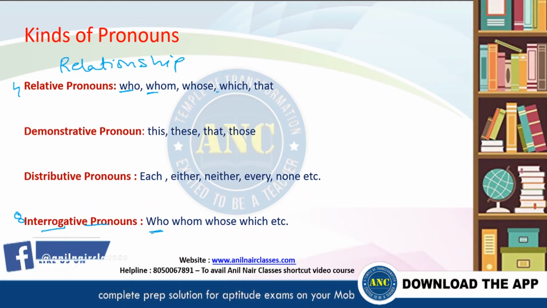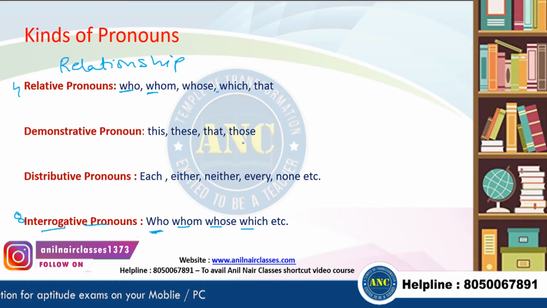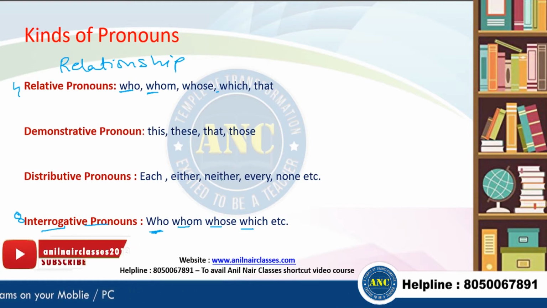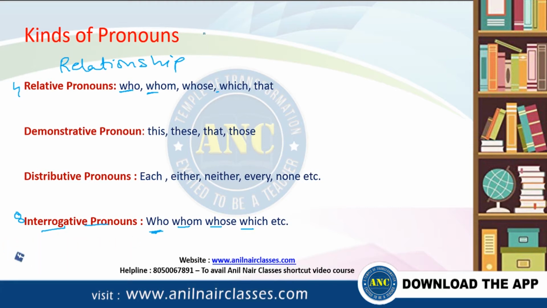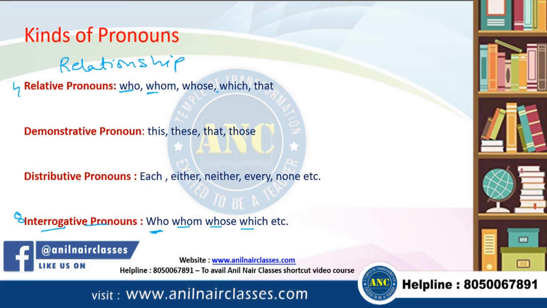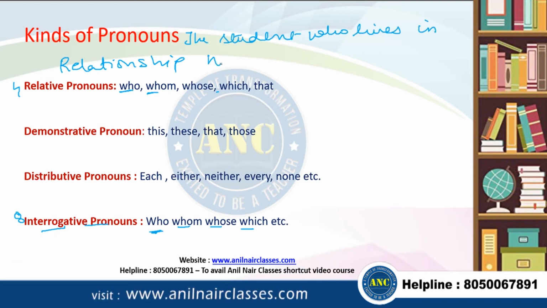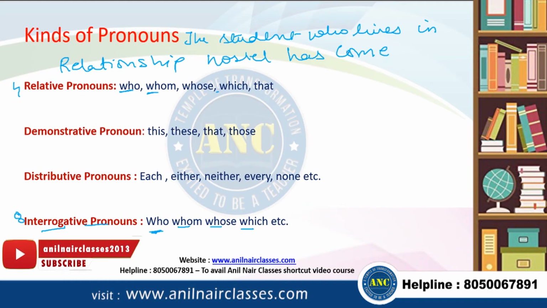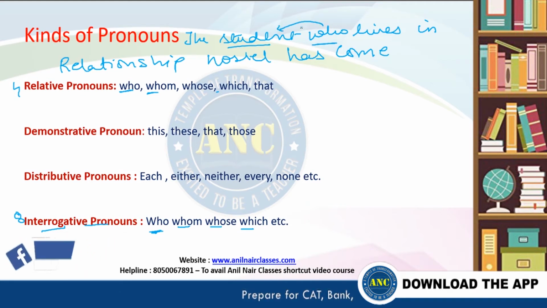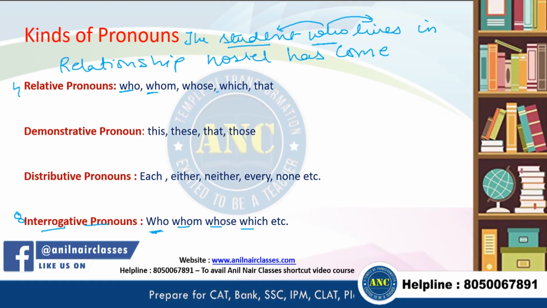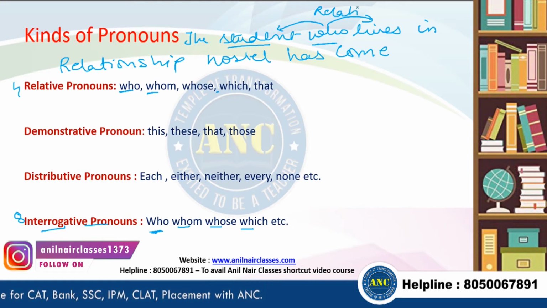Now have a look at the examples of our 8th type of pronoun, which is interrogative pronouns. Here also the examples are the same, like who, whom, whose, which, etc. It depends on the context of the sentence how exactly a word has been used. That way only we will say whether it is a relative or an interrogative pronoun. If I say the student who lives in hostel has come, so who has come? The student has come. This who is showing the relationship between the student and where she lives. So here it is functioning as a relative pronoun.